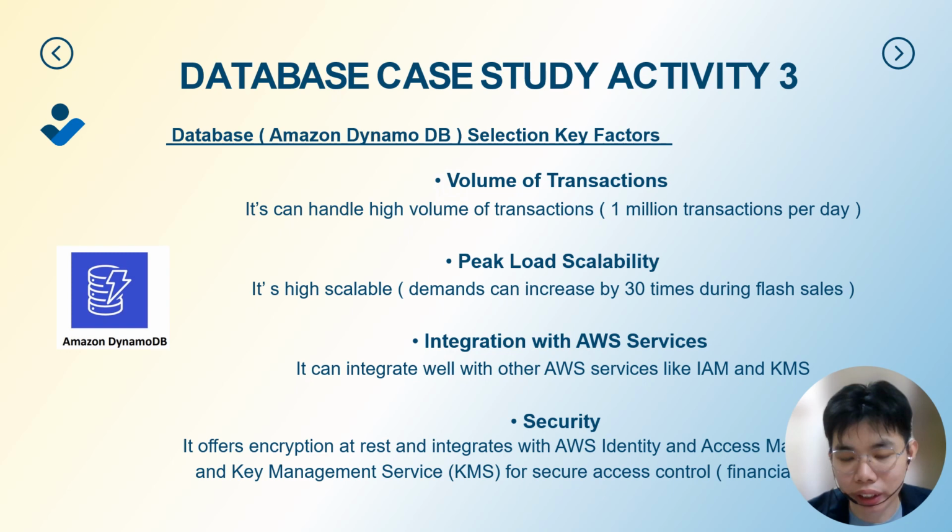Okay, so next it leads to peak load scalability. Like I said just now, for Amazon DynamoDB, I mentioned in the previous slide that it is highly scalable and we can expand when we need to. For this case study, the demand can increase 30 times during flash sales. So it must be highly scalable software so that it can support this amount.